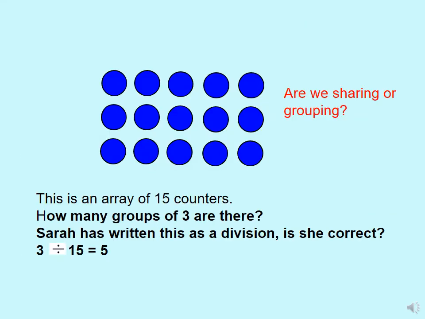Okay, so this next question I want you to figure out if we are sharing or grouping. So we've got an array of 15 counters and we want to group them. We want to see how many groups of 3 are in this array, okay? So I would like you to draw this out, please. Have a go at grouping them into groups of 3. And how many groups are there?